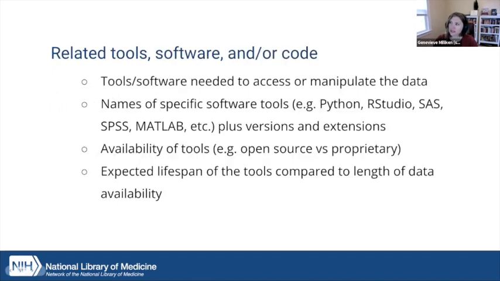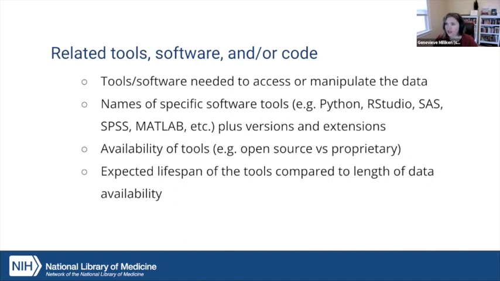So basically, this is the tools and software needed to access or manipulate the data, the specific names of the software themselves. So is it Python or is it SPSS? Is it SAS? It's basically what is the software application, how they can be accessed, so the availability of them. And this could be related to things like open source tools or purchased tools or proprietary tools. And the expected lifetime of the tool compared to the length of the data availability.